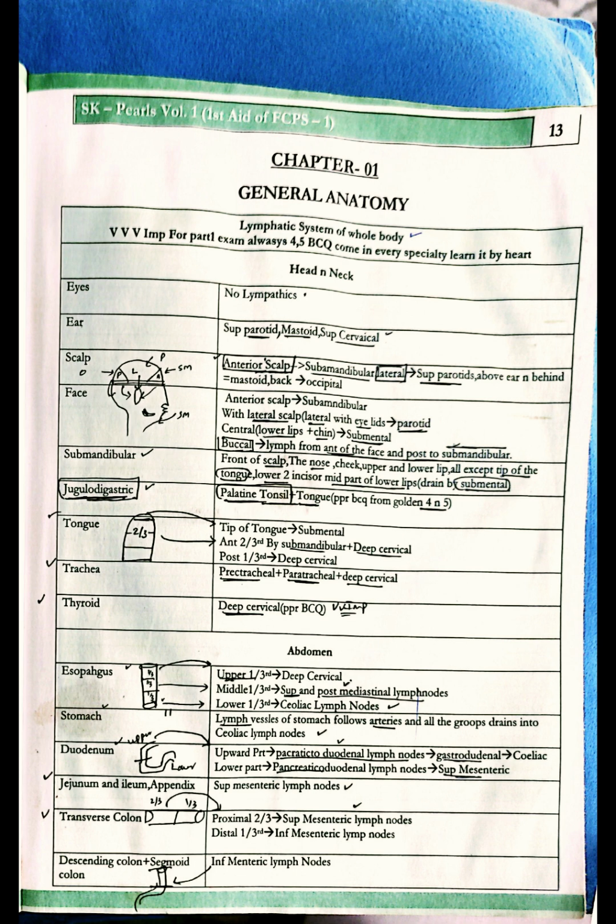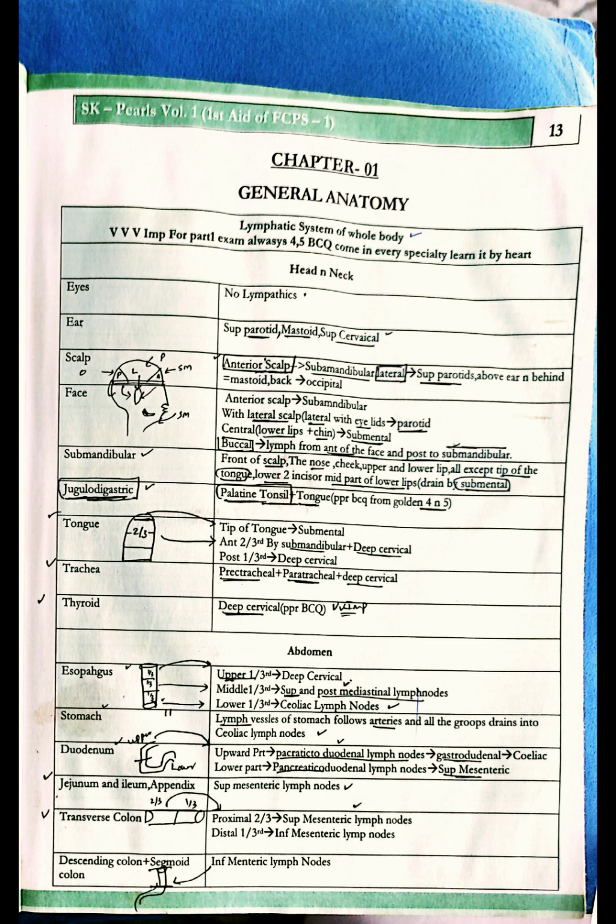Now let's move to the abdomen. First, the esophagus. The upper third drains to the deep cervical nodes. The middle third goes to the superior and posterior mediastinal nodes. And the lower third, that drains to the celiac lymph nodes. Esophageal cancer questions often ask about this. Upper to deep cervical, middle to mediastinal, lower to celiac.